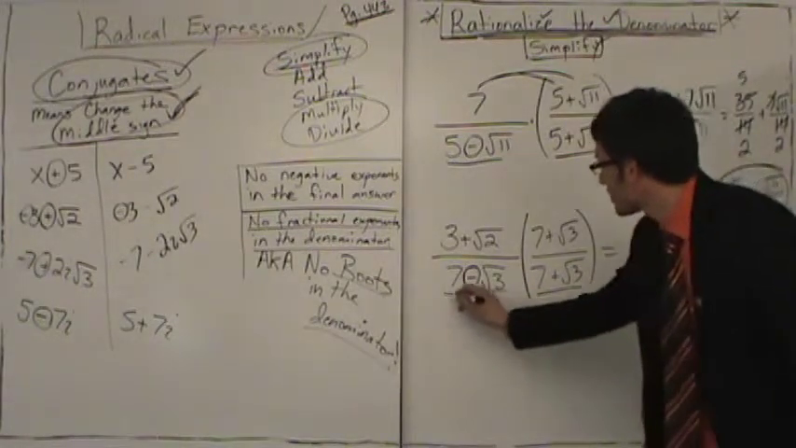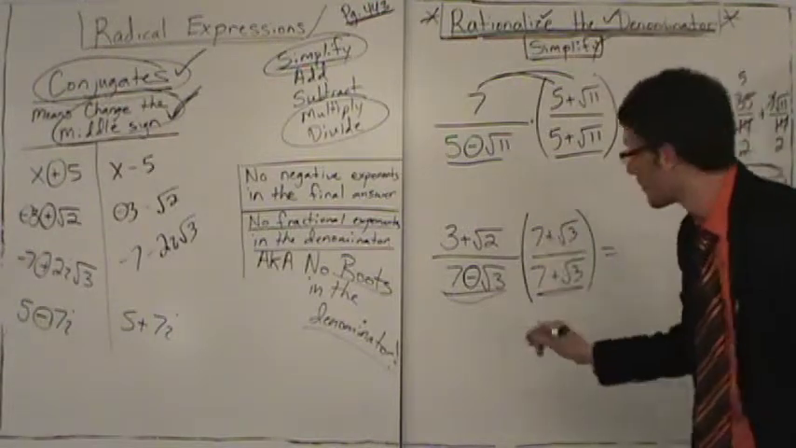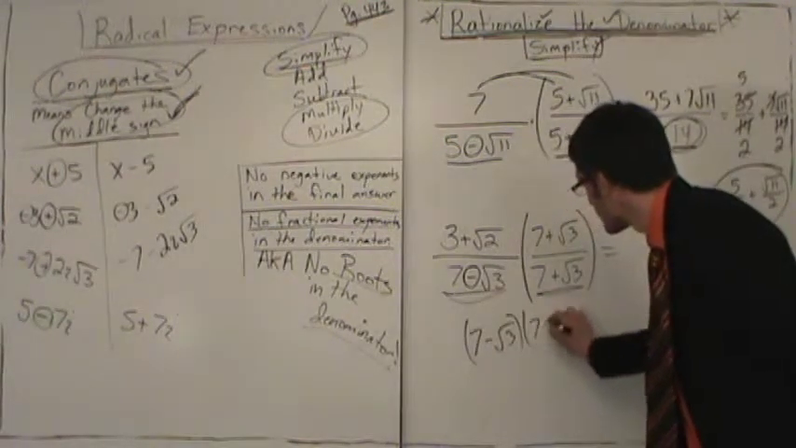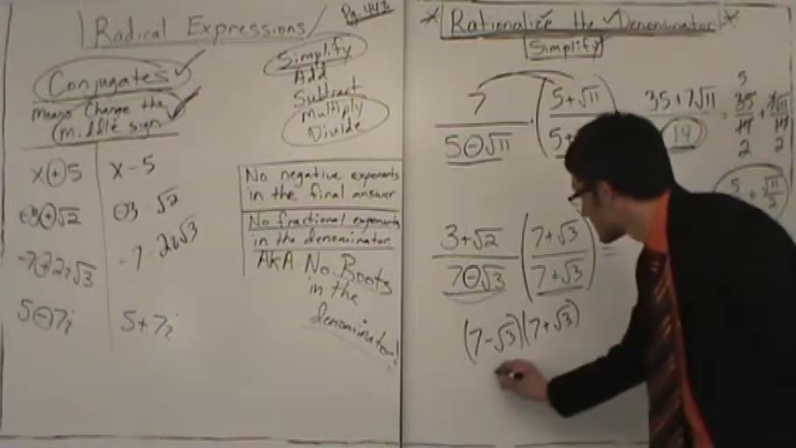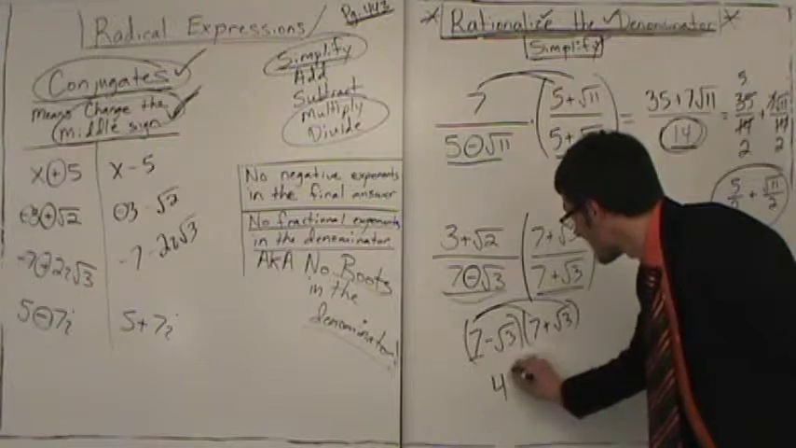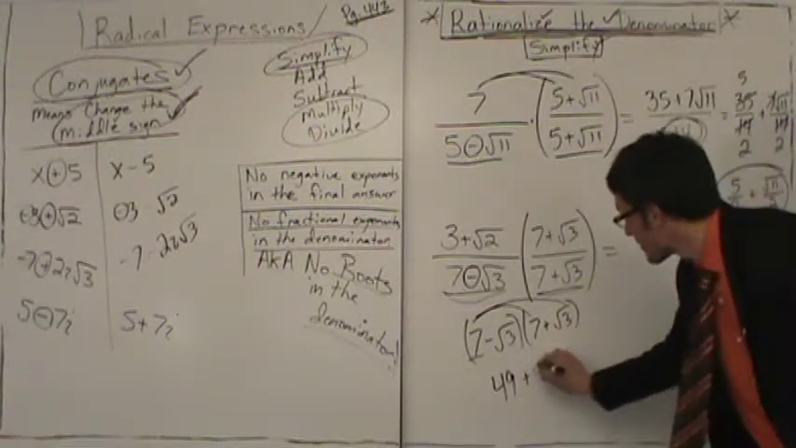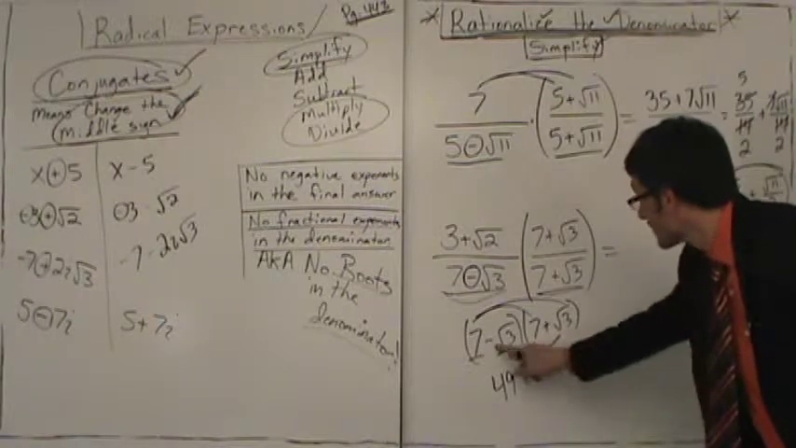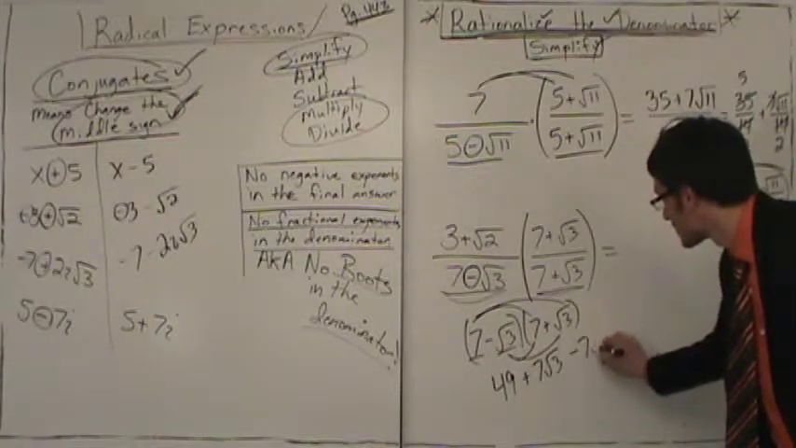And now what do we have to do? We have binomial times binomial, so we FOIL. So 7 minus root 3 multiplied by 7 plus root 3 gives, take the first term, multiply by both. 7 times 7 is 49. 7 times root 3 is positive 7 root 3. Now take the second term, multiply by both. Negative root 3 times 7 is negative 7 root 3.